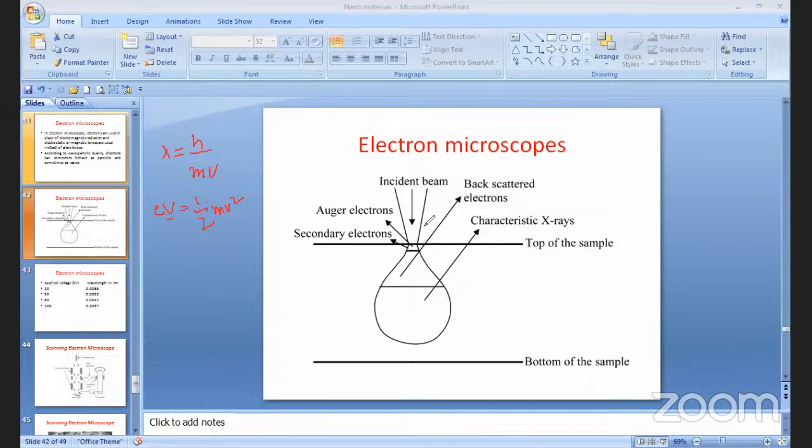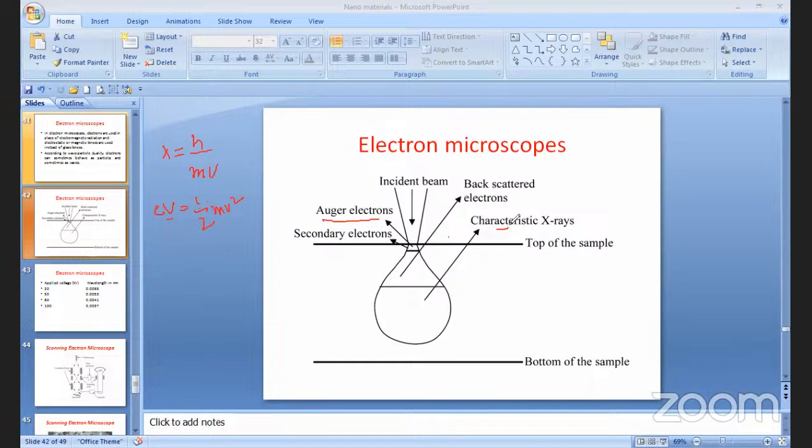As the interaction results in the backscattering of electrons, you are going to get different kinds of emission. One is Auger electrons, and we also get visible light, UV light, and even X-rays, which we call characteristic X-rays.